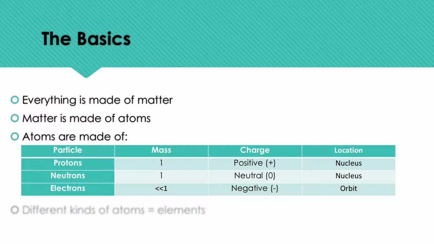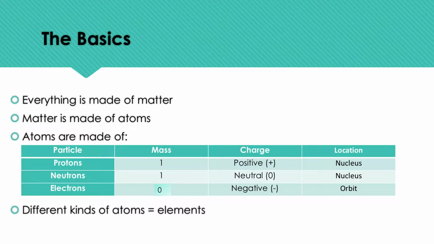So protons have a mass of 1. They're also positively charged. Their location is in the nucleus, in other words, right in the center of an atom. Neutrons also have a mass of 1, and like their name suggests, their charge is neutral, or 0. Their location is also in the nucleus of an atom. Electrons have a mass that's so small that for the purposes of this class, we can just call it 0. They have a negative charge, and they're found orbiting the nucleus.